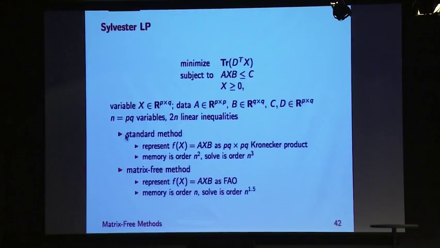Okay? And so if you write this in the standard method, the memory is going to be insane. It's going to be order n squared. And the solve is going to be order n cubed. Right? The n squared is not particularly bad. That's fine. Well, I don't know. Okay, then the matrix-free method, if you do this, the memory is going to be order n, and the solve is going to be order n to the 1.5, right? And the details of this don't matter. It's just another problem for another.